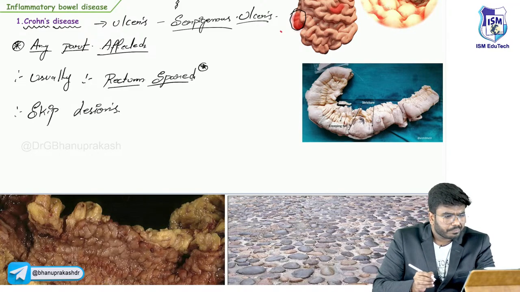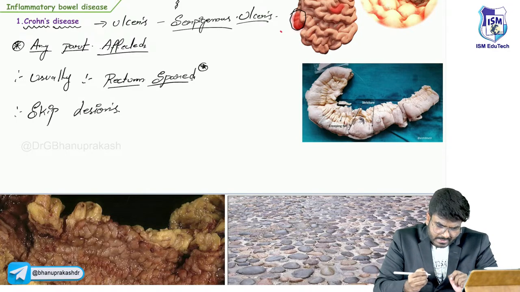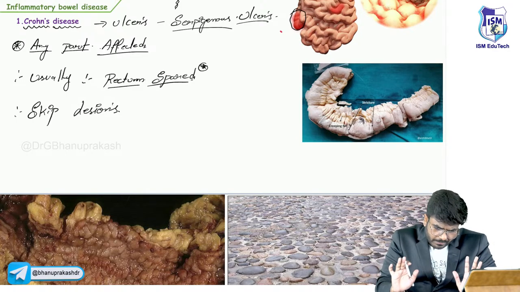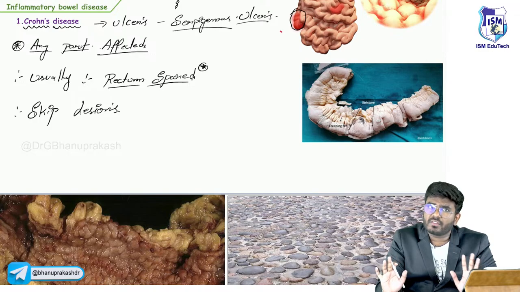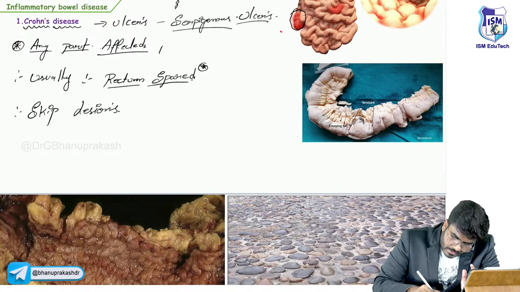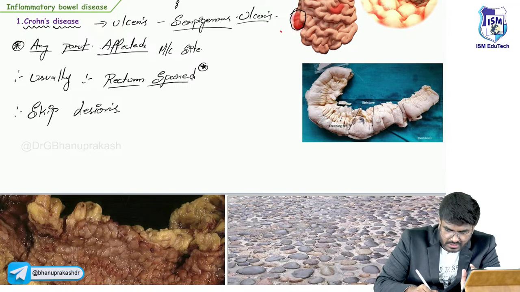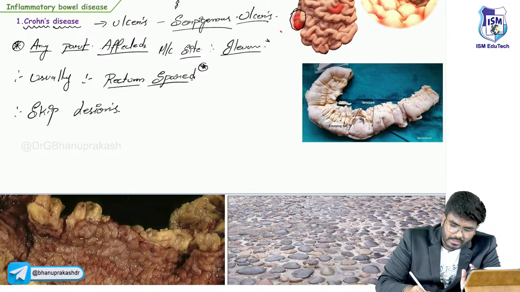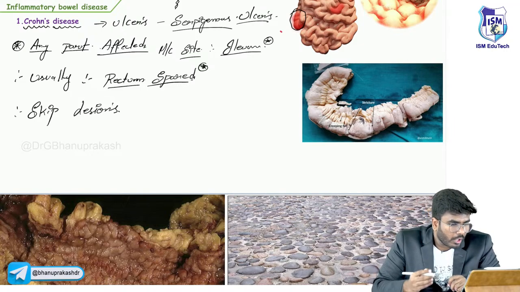Now, what else do you need to know? Sir, any part can be affected, okay. Usually the rectum is spared, not affected. But what is the most common site? One thing I forgot: what is the most common site in Crohn's disease? It is the ileum. Okay, the ileum is the most common site for Crohn's disease, sir.